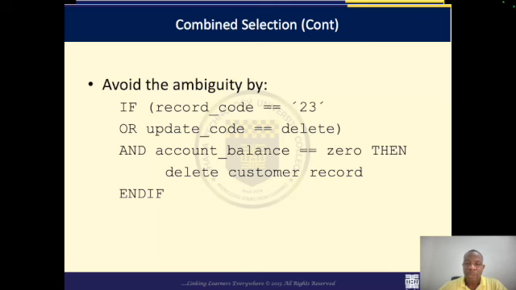What do I mean? Record code is the same as 23 or update code is delete. If we combine these two equations and for instance we get true, then we can now say that if account balance is true, then we are now pairing true with true, and so that will turn to true, which would give us the opportunity to perform the action after the then statement.